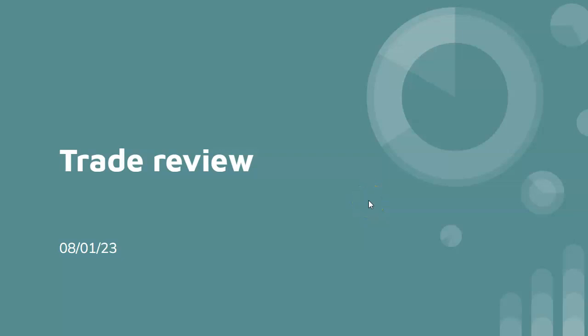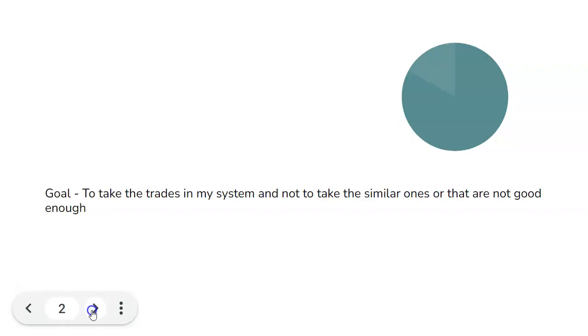Okay, so this is trade review for August 1st, 2023. We're going to go ahead and start off with the goal, which is to take the trades in my system and not to take the similar ones or that are not good enough. This is very important because we want to have a goal to focus on and to achieve. We want to be goal oriented and process driven, not outcome driven.